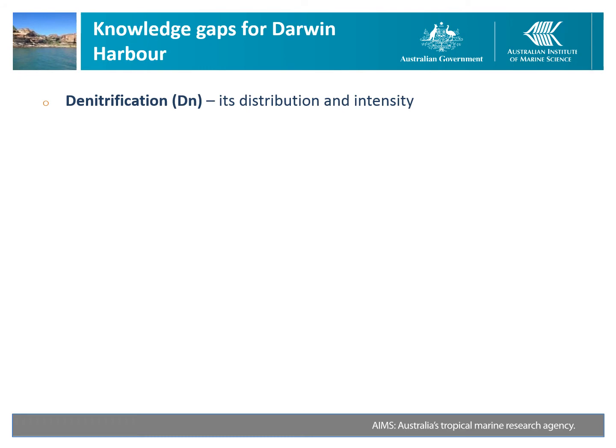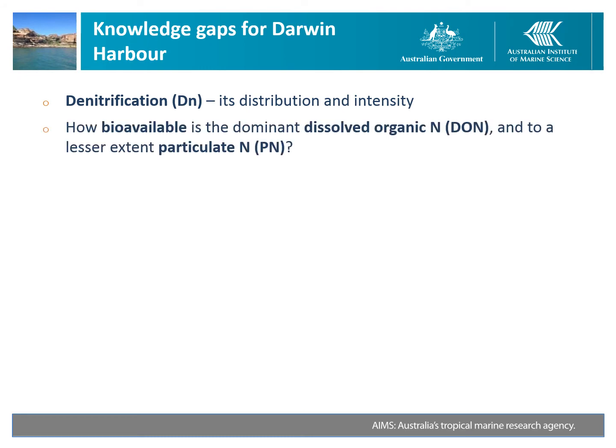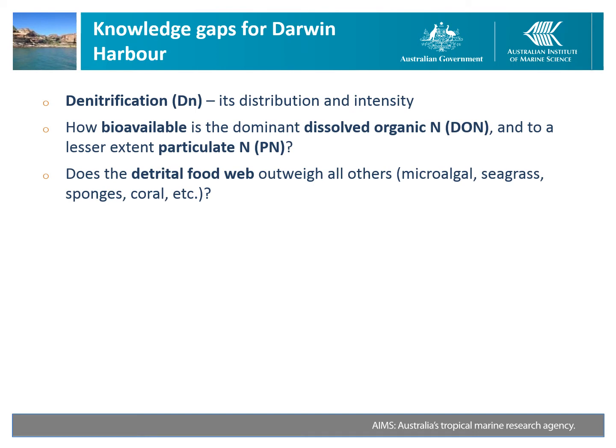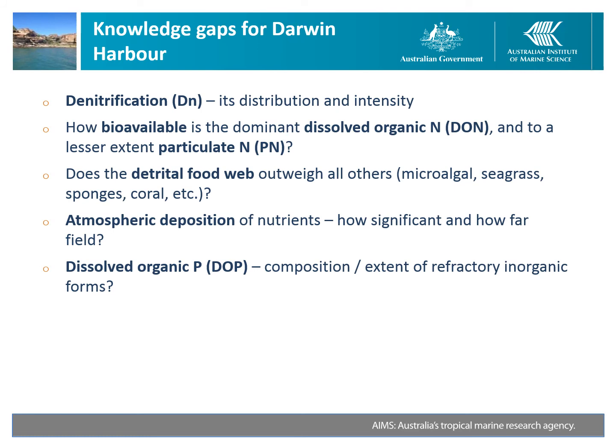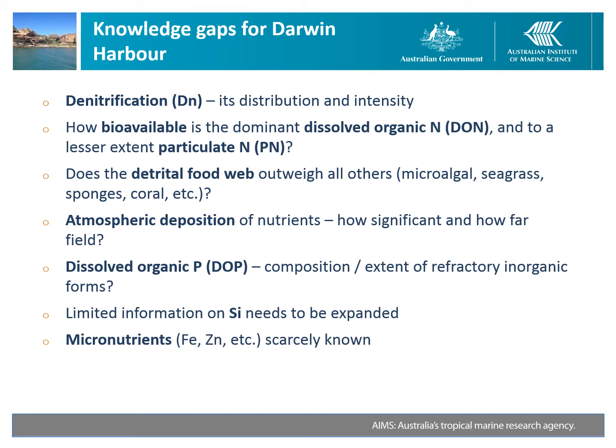Denitrification is probably the most pressing question, but there's also the bioavailability of DON and PN, the importance of the detrital food web, among inputs, atmospheric deposition. Other than nitrogen, dissolved organic P requires more study. There's limited information on reactive silicon, and the micronutrients, for example iron and zinc, are scarcely known. Iron is important in nitrogen fixation by microorganisms, and zinc is a cofactor in alkaline phosphatase that is critical in the recycling of phosphorus from DOP.